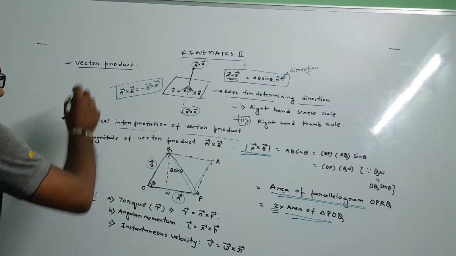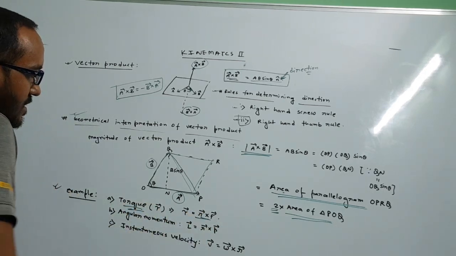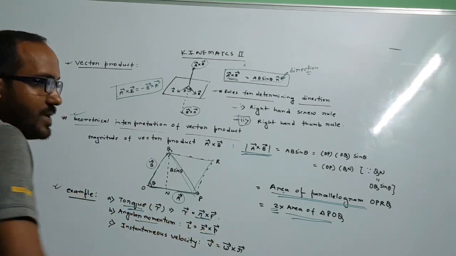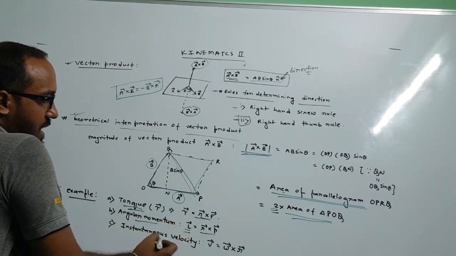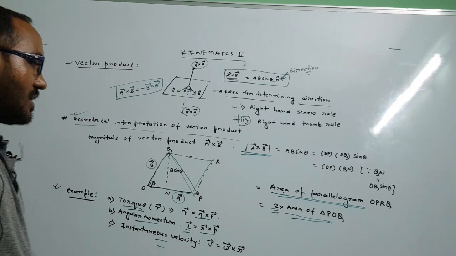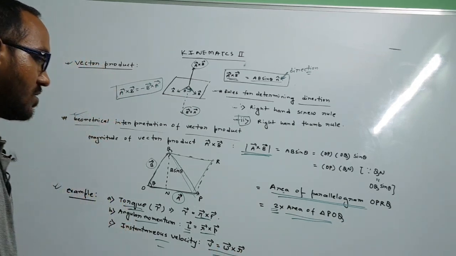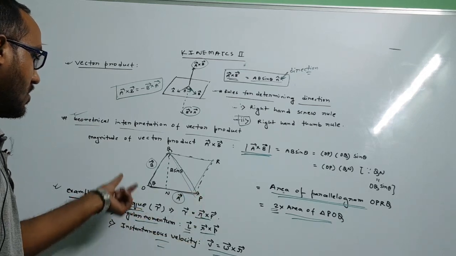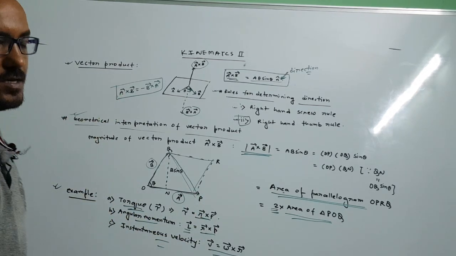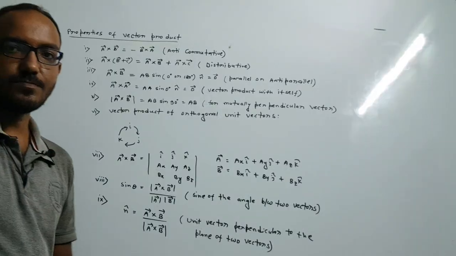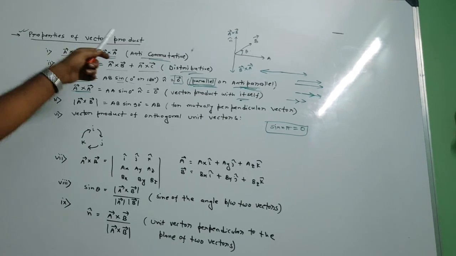Now examples of vector product, see, torque. Torque is R cross F. Angular momentum, which is R cross P, where P is your linear momentum and L is your angular momentum. And instantaneous velocity, which we learned in circular motion, V equals omega cross R. All of them are cross products and all of them are examples of vector product in this section. So we can move forward to our next topic, which is properties of vector product.